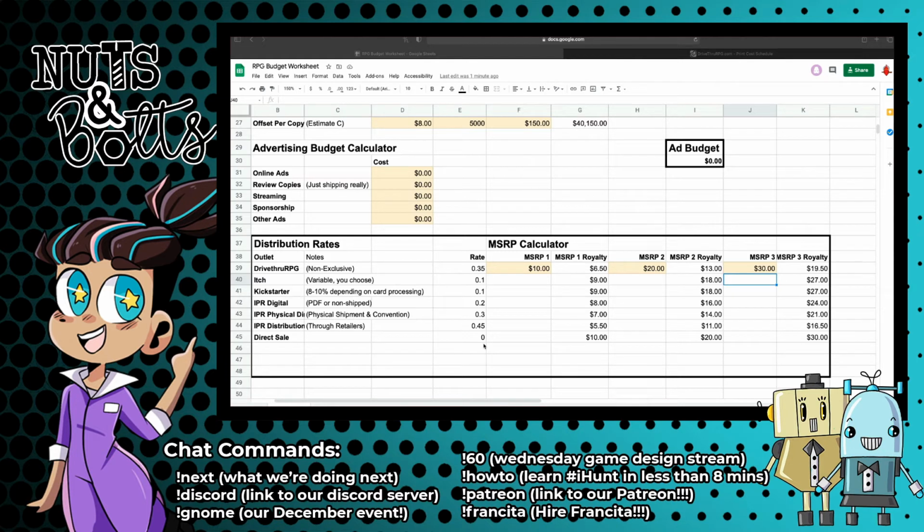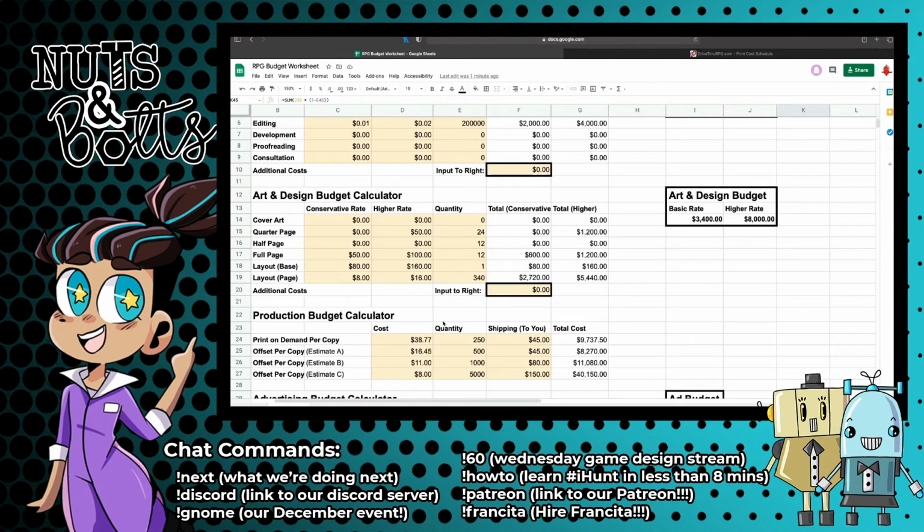They're good. Okay, so here's our rates here. We know that if we sell it through drive-through at $10, we're going to make $6.50. And we know all of these ranges here. We know what this looks like. At 20, we know how much we're going to make off of every copy, and at 30, we know how much we're going to make off of every copy. This is just eyeballing for digital.